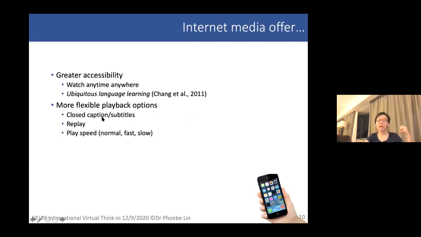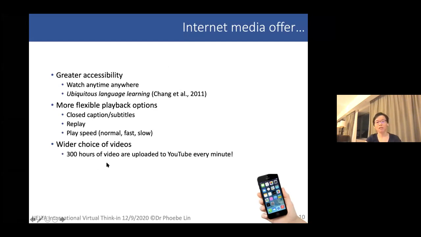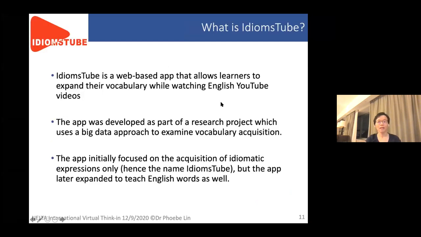And then online videos like YouTube also provide the flexibility for learners to switch on or off captions or subtitles, and then people can replay the videos anytime, and they can adjust the speed. So if the videos are too fast, learners can always slow down using the built-in mechanism. And then there is an unlimited choice of videos. And according to some research, 300 hours of videos are uploaded to YouTube every minute. So it's amazing, isn't it? So what does IdiomsTube actually do?